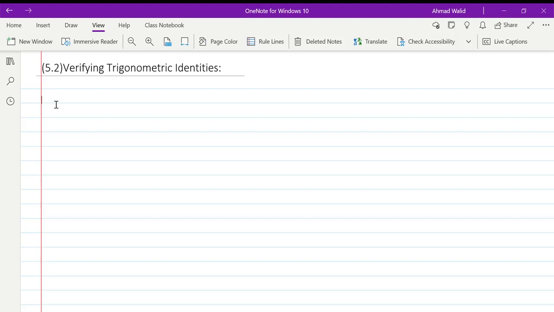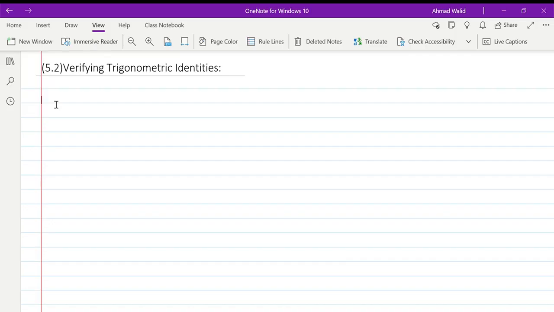Hello all, let's start section 5.2. 5.2 is verifying trigonometric identities. What does it mean? It means in this section, mainly you are working with the problems, but using section 5.1. All those basic identities or fundamental identities that I noted for you in section 5.1, you are using those in section 5.2. What does it mean, verifying trigonometric identities?